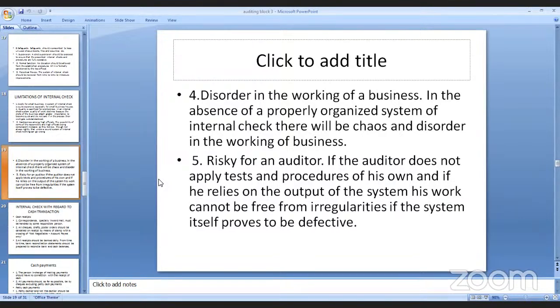Here the auditor must take care about the promptness, and he has to apply his own techniques. Next, we will discuss another concept.